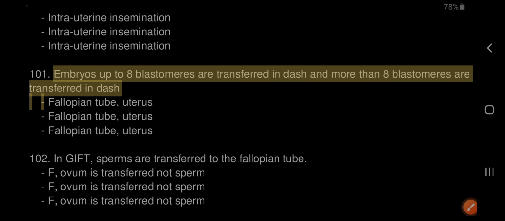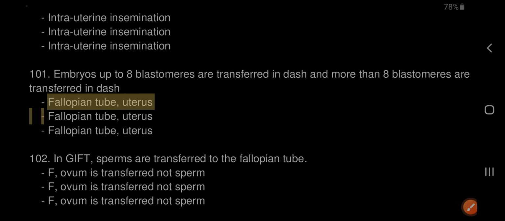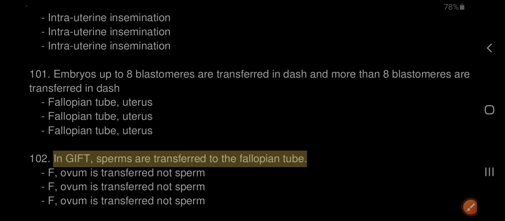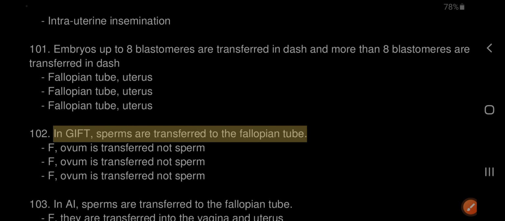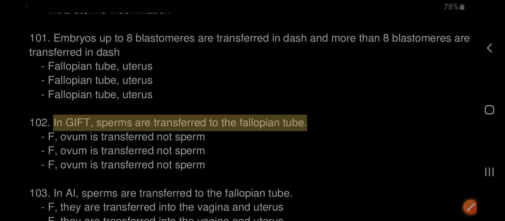102. In GIFT, sperms are transferred to the fallopian tube. False. Ovum is transferred, not sperm.